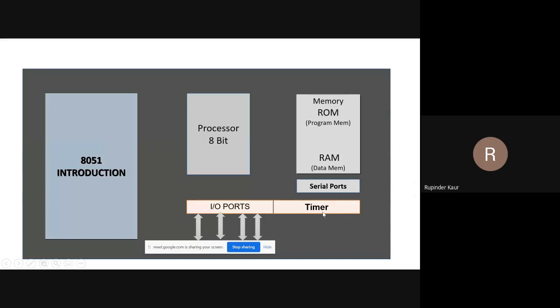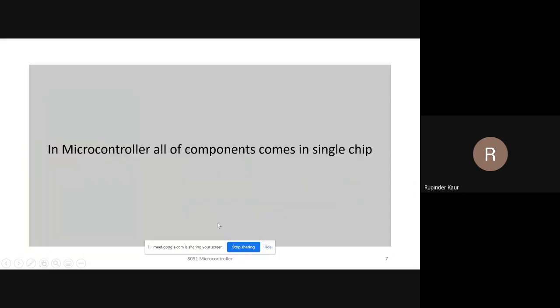Two timers are used in 8051 and each timer is 16-bit. A timer is used to give a delay in the program. Then we have 4 IO ports. IO is input output device, right? So input output interfacing can be done using these 4 ports. Each port has 8 pins.